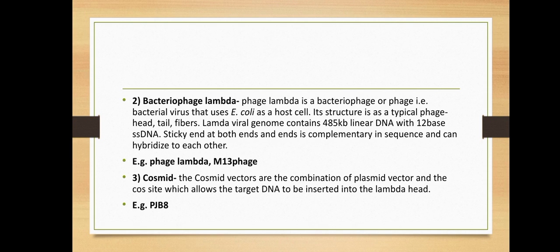Next, cosmid. Cosmid vectors are a combination of plasmid vectors and the cos site, which allows the target DNA to be inserted into the lambda head. Example: pJB8.